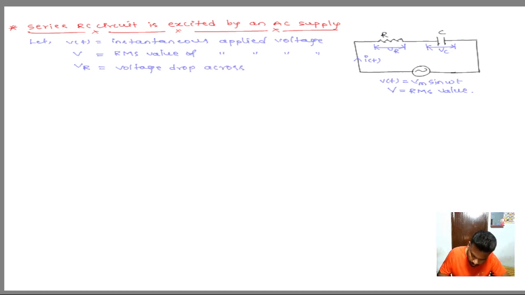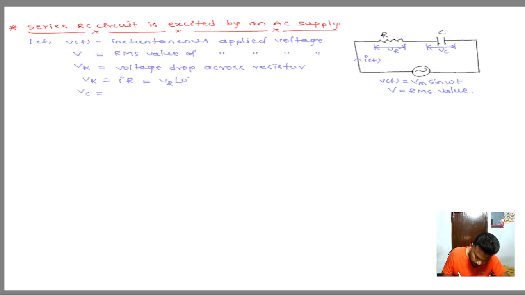That is equal to I into R. VR is equal to I into R. In a pure resistor, voltage and current are in phase, so we write VR at an angle 0.